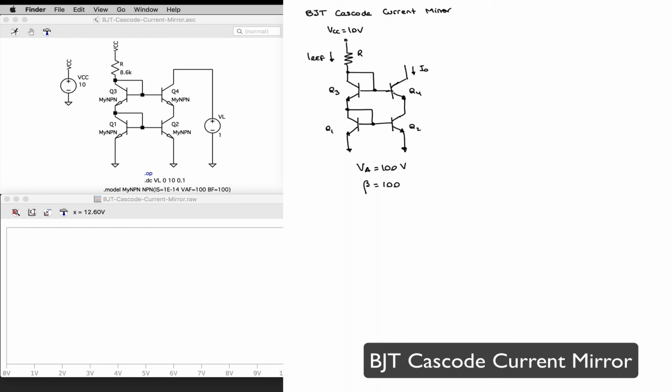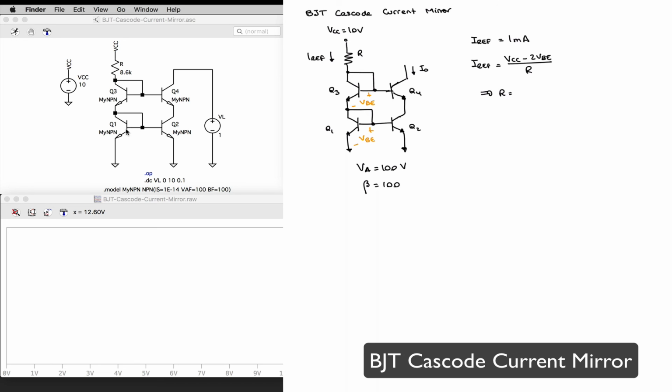Hello, and finally we get to the Cascode current mirror, which consists of 4 transistors connected in a Cascode configuration. And we can calculate the value of our resistor to set the reference current Iref to 1 milliamp. Iref is again going to be equal to VCC minus 2 VBE. The reason for that is because we have 1 VBE drop across transistor Q1, another VBE drop across transistor Q3. So that divided by R.